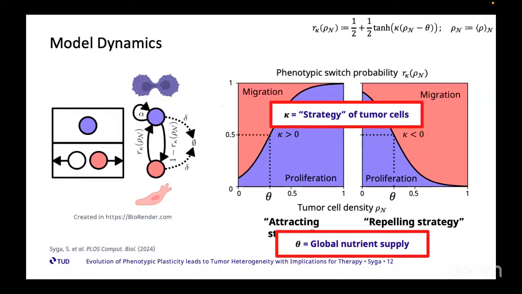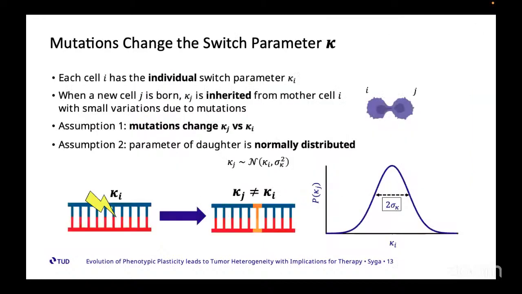So this is phenotypic plasticity, but there's no evolution yet. So this comes now. And the idea is that each cell has its individual strategy, its individual kappa parameter. And then when a cell divides, there might be a mutation, and this changes the kappa parameter of the daughter cell. In this case, we just assume some normal distribution around the value of the mother cell. And that is how you create this heterogeneity in the tumor cell population, and you get this selection of the most fit strategy, let's say.